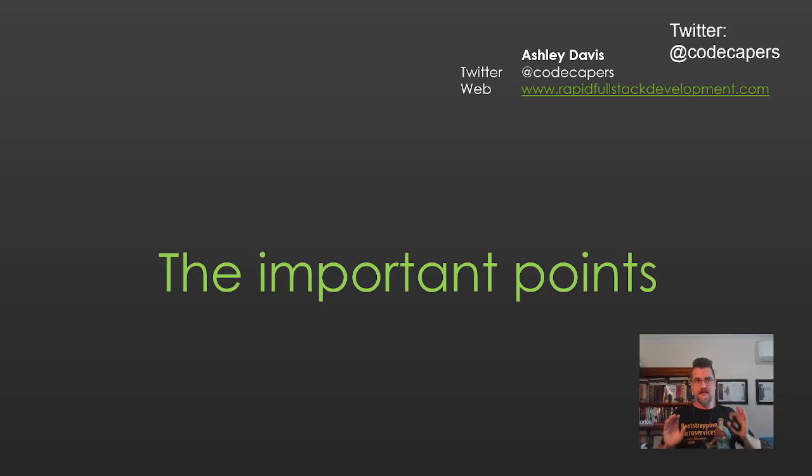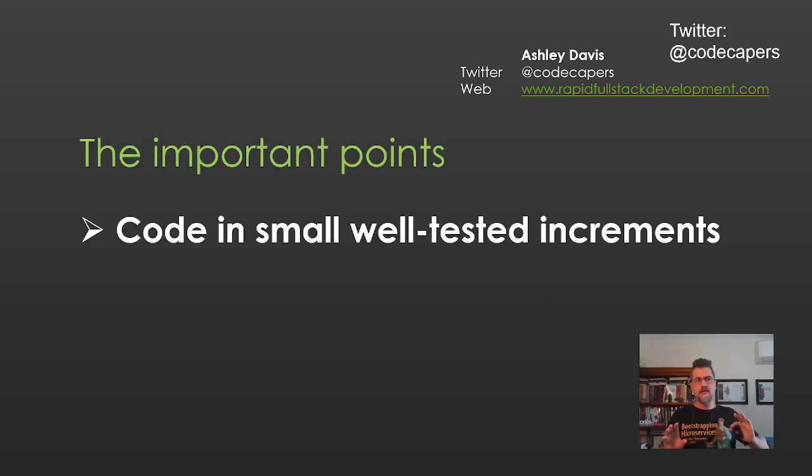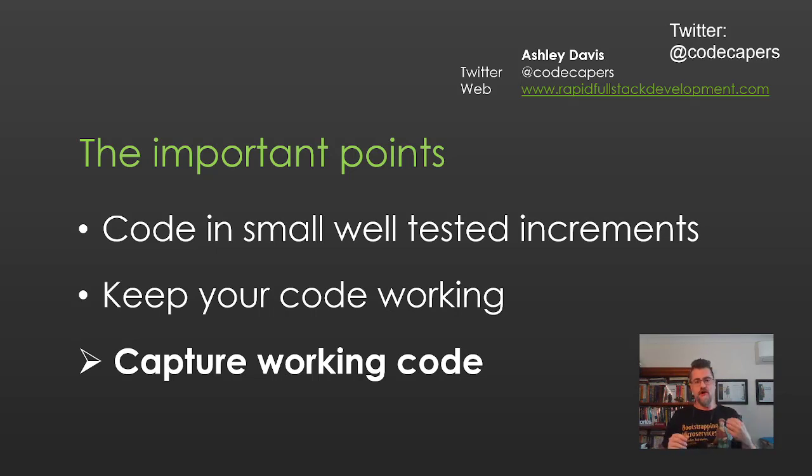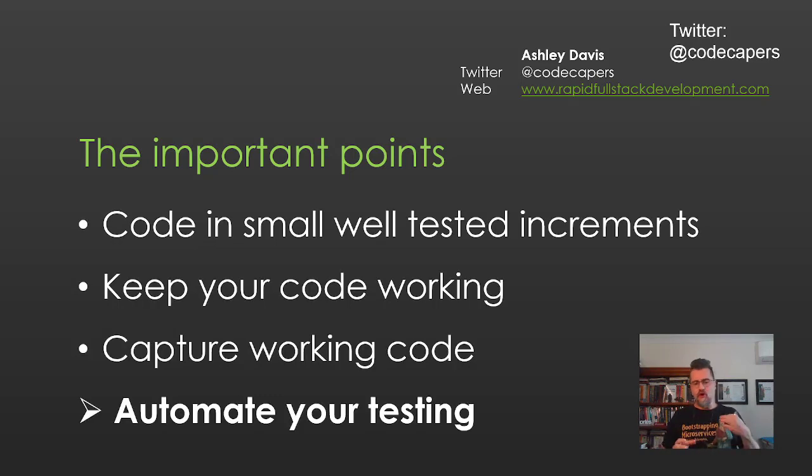So I'm basically done now. I just want to summarize the key things that you can do to create a faster development process. You should be coding in small, well-tested increments. Small amounts of code are easy to test. Put the highest priority on keeping your code working and don't tolerate broken code. Capture your working code in version control so that you don't lose it and so that you can quickly back out of difficult situations. Automated testing doesn't always make sense, but often it does, and it will save you a lot of time doing that tedious manual testing.